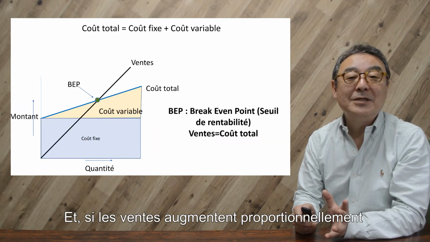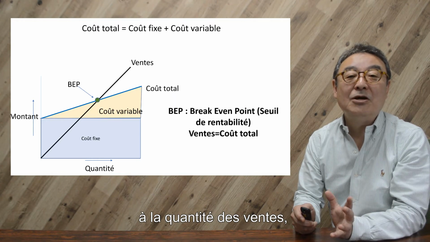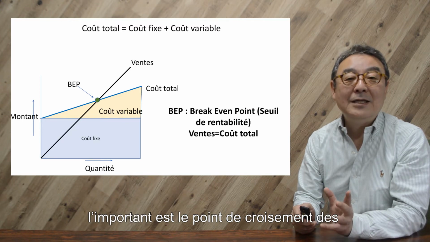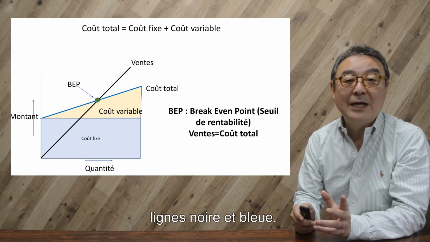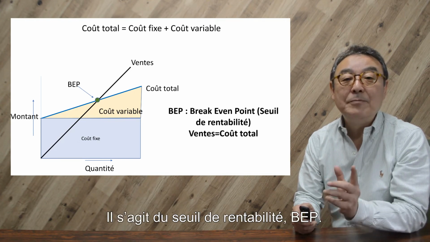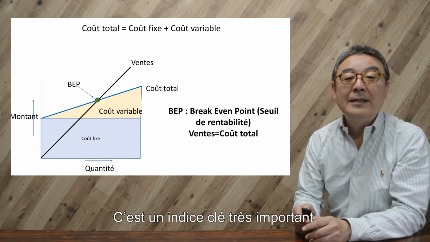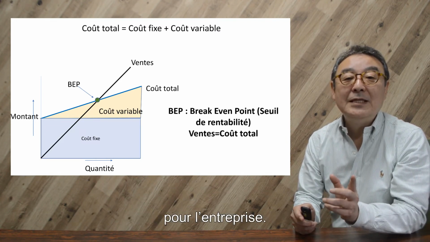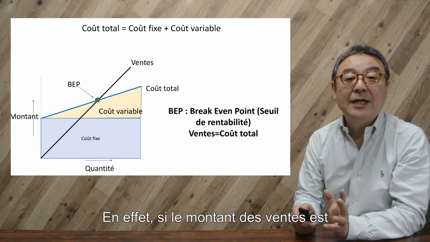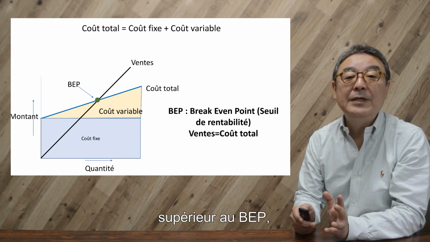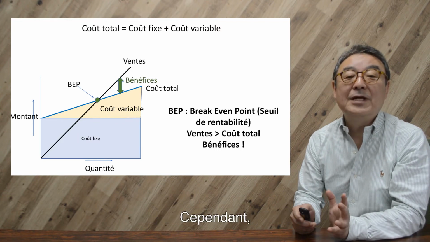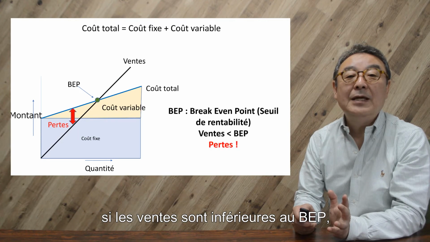And also sales is increasing as the quantity of sales increases. And the key is the cross point of the black line and the blue line. It's called the break-even point, BEP. It's a very important key index for the company. Because if the sales amount is bigger than BEP, you can get profit. However, if the sales reduce from BEP, you make a loss.